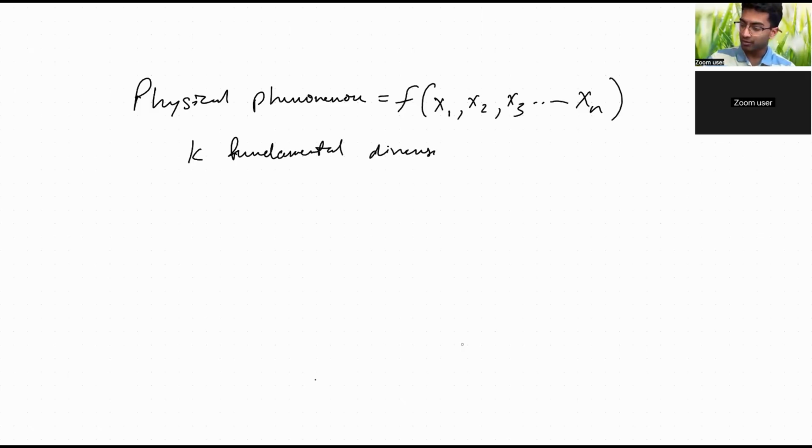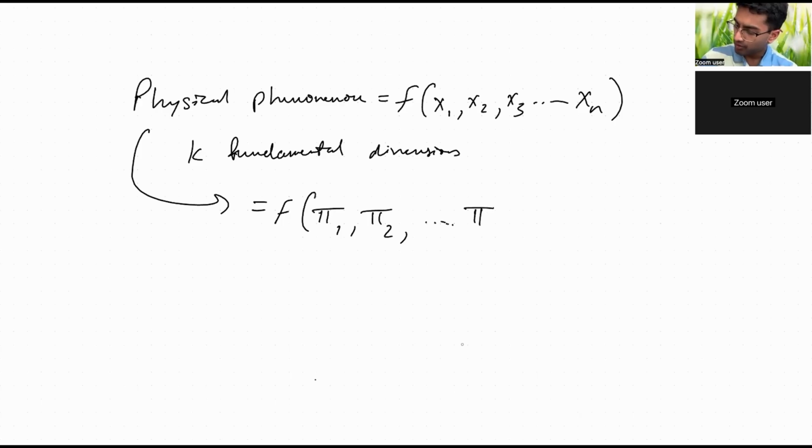Then we can describe the physical phenomenon as a function of n minus k dimensionless numbers, which we call pi groups. So pi 1, pi 2, all the way to pi n minus k. So now that I told you what all this is, let's talk about what a fundamental dimension is, because that's actually the crux of this, right? The most important thing. Right?